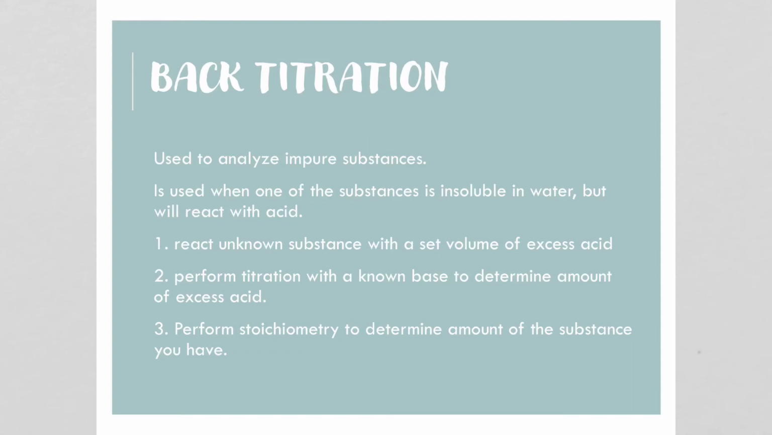So for instance, in one of the prescribed practicals that we will be doing, we'll find out that we have to do a back titration to find out how much calcium carbonate is in an eggshell. So what you do is you react your unknown substance with a set volume of excess acid. So you react it with an amount of acid that you know will react with it, but still have leftovers of acid. Then you're going to take the remainder to perform a titration with a known base, so a standard base solution, to determine the amount of acid that's still left over. And then you'll perform stoichiometry to determine the amount of the substance that you have.